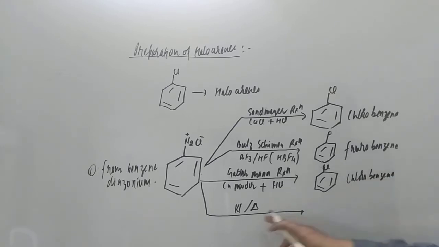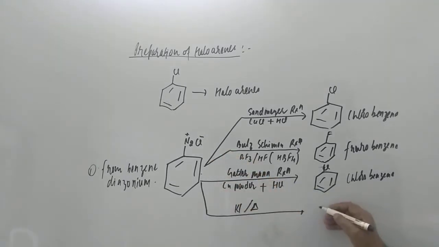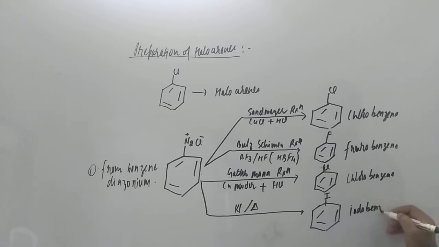And next, for the direct preparation of iodobenzene, we treat benzene diazonium chloride with KI and then heat. The compound you get in this process is iodobenzene. This is iodobenzene. So these are four different haloarenes you can get from benzene diazonium chloride.